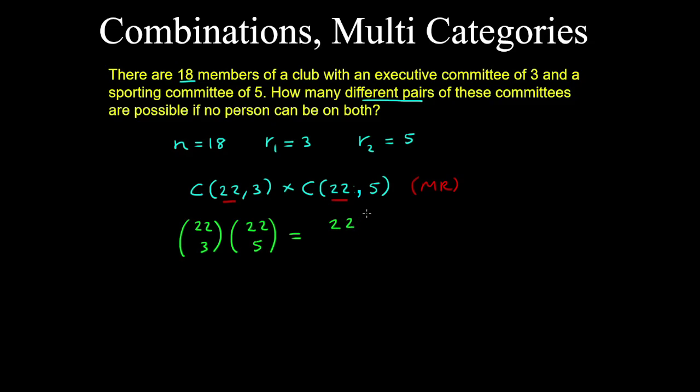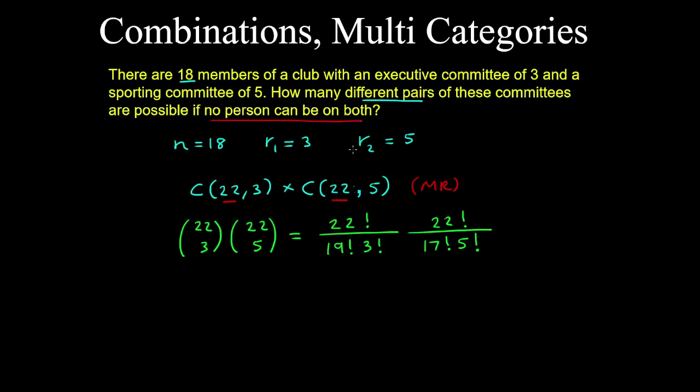So that's n factorial on n minus r1 factorial multiplied by r1 factorial, and that's multiplied by n factorial on n minus r2 factorial by r2 factorial.